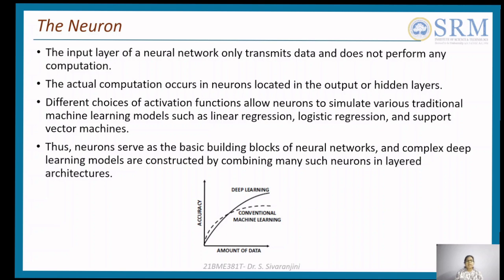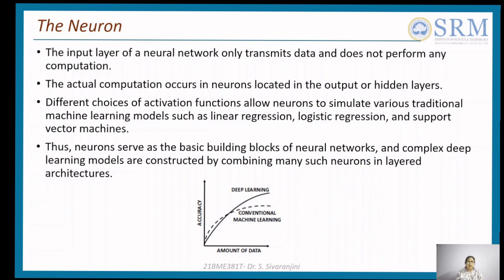So where does the computation occur? It occurs in the hidden and output layers, where we have the weighted sums and the activation functions to do the intended job. Different choices of activation functions allow the neuron to simulate various traditional machine learning models, such as linear regression, logistic regression, and support vector machines. On the whole, the building blocks of neural networks are neurons, and complex deep learning models are constructed by combining many such neurons in a layered architecture, right?